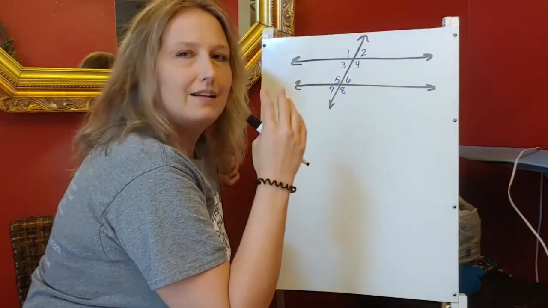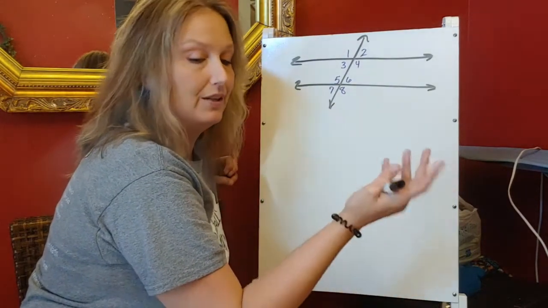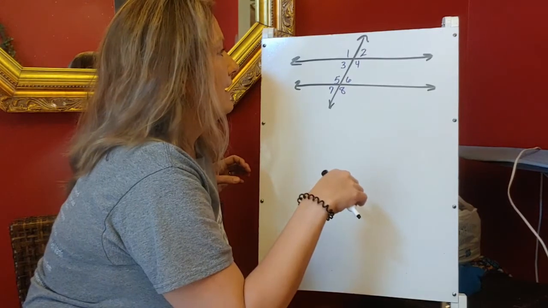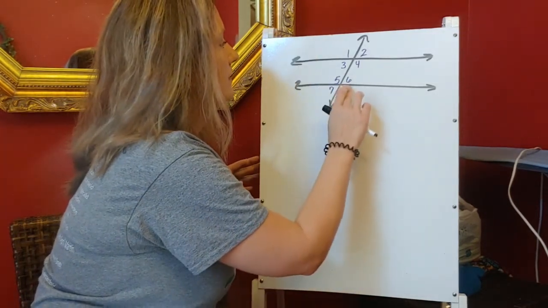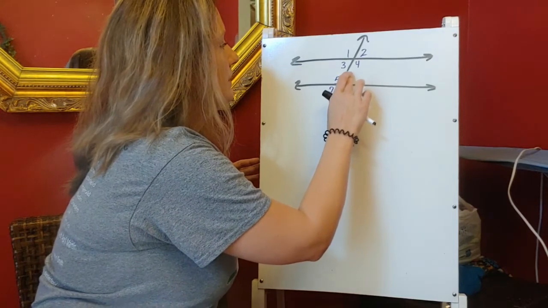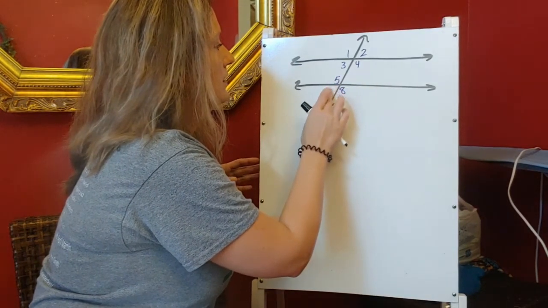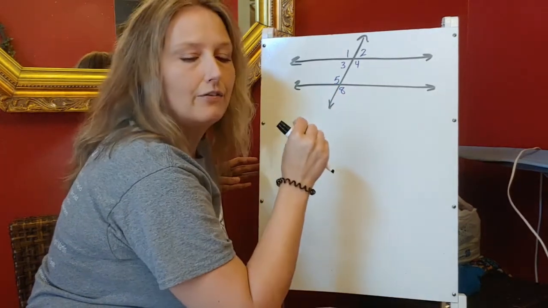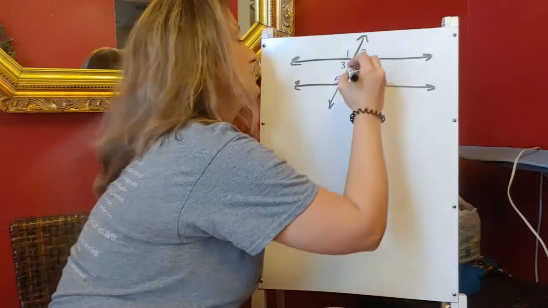So we're going to do kind of the same thing we did before. We're going to take some of these numbers out, put in some expressions, and see what we come up with. So I'm going to start off and let's see. I'm going to do 6 and 7. 6 and 7 are a nice pair of vertical angles. 6 is going to be 12x plus 17.